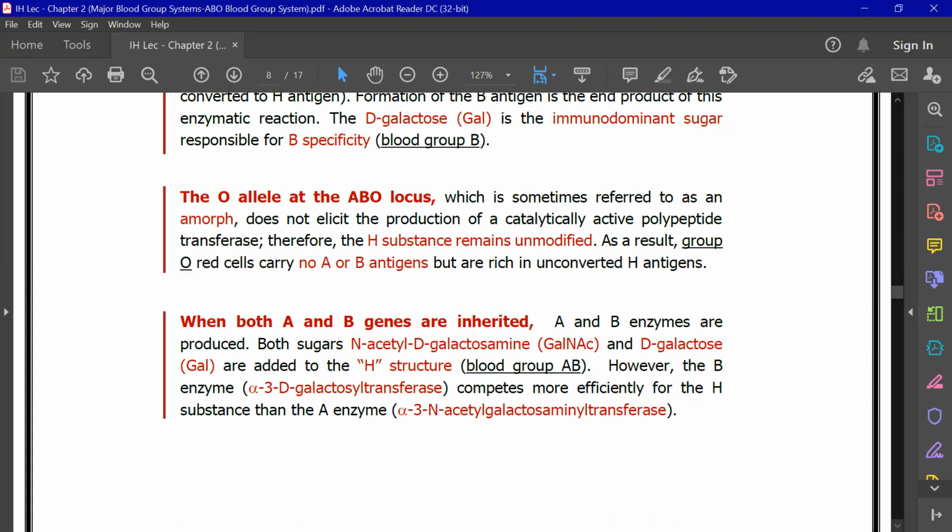Basically because hindi na-convert yung H antigen structure natin into either your A and B antigen structures. Kasi wala namang na-produce na any glycosyl transferase. Wala namang na-add na sugar dun sa ating H antigen structure. Kaya, hindi na-modify or hindi na-convert yung H antigen natin into your A or B antigens. Kaya nga, sabi ko, paulit-ulit, your group O red cells do not carry A or B antigens, but they are very rich in your H antigens.